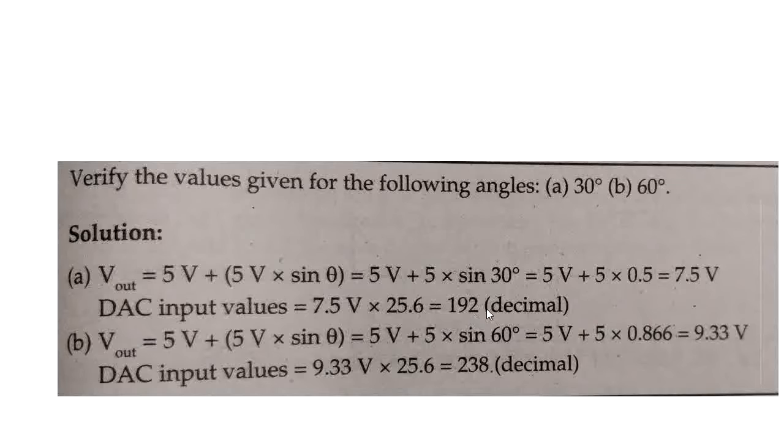Similarly, if I want to calculate the 60 degree point of the sine waveform, substitute theta equal to 60, so that I get the value 9.33 volts. After getting the output voltage, I need to multiply it with 25.6. So here the decimal value is 238. In order to achieve the 60 degree value of the sine waveform, I need to give the value 238 to the input of my DAC device. That will convert the decimal value into the analog value.